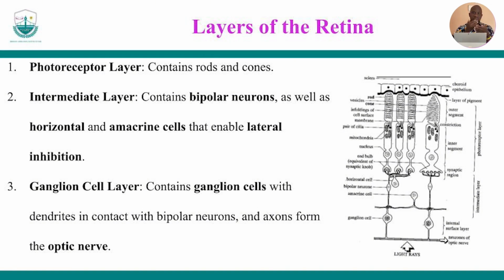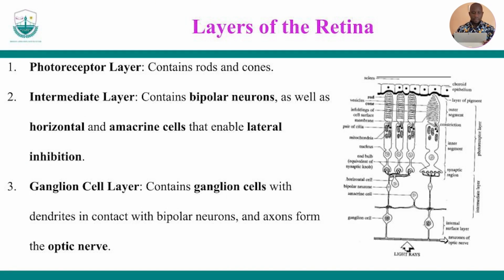So we have a layer that has these photoreceptor cells, and it begins from here up to here. And then this is the choroid epithelium on top of these rods and cones. And then there is this layer of pigment where the rods and cones basically are attached. So that is the photoreceptor layer.